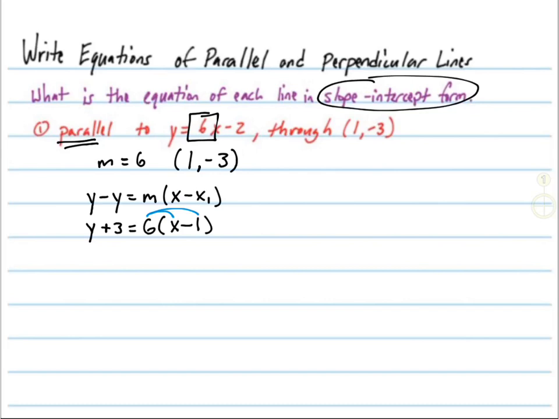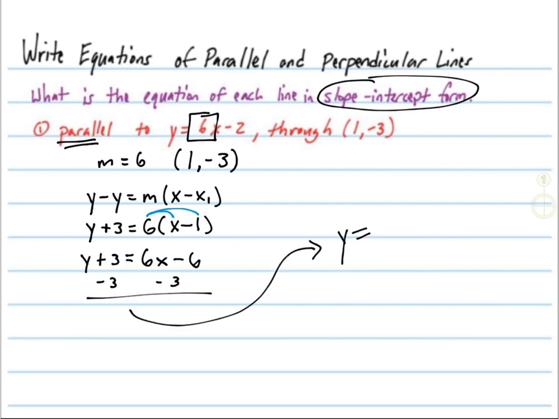So I'm going to distribute the 6 here. So that's 6x minus 6 equals y plus 3. Then I'm going to move the 3 by subtracting it. And so my answer, when all is said and done, is going to be y equals 6x minus 9. I know these two lines are parallel because they have the same slope. So I think I did it right. So I think we're good. All right, let's look at another example.